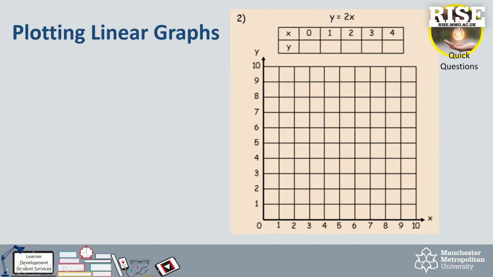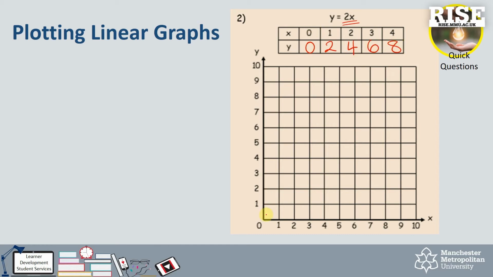What about one that involves multiplication then? Pause the video, have a go at filling in the table, and when you're ready, let's go through plotting the graph. Y equals 2x means just 2 times by the x value. Well, 2 times 0 is 0, 2 times 1 is 2, 2 times 2 is 4, 2 times 3 is 6, and 2 times 4 is 8.